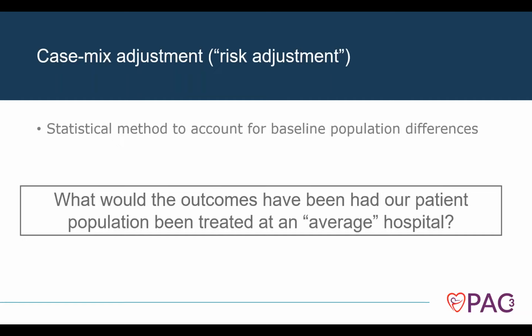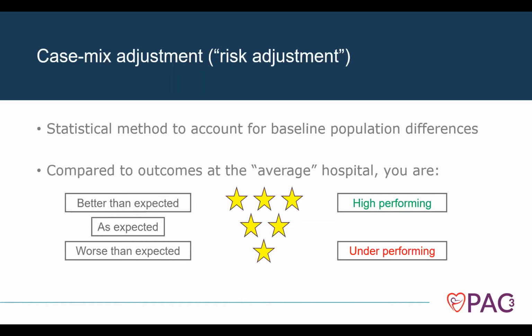So again, how would our patient population have done had they been taken care of at an average institution? And obviously the average institution doesn't exist, right? It's a statistical method, so it accounts for all of the variation across the cohort. So again, a statistical method to account for baseline population differences.